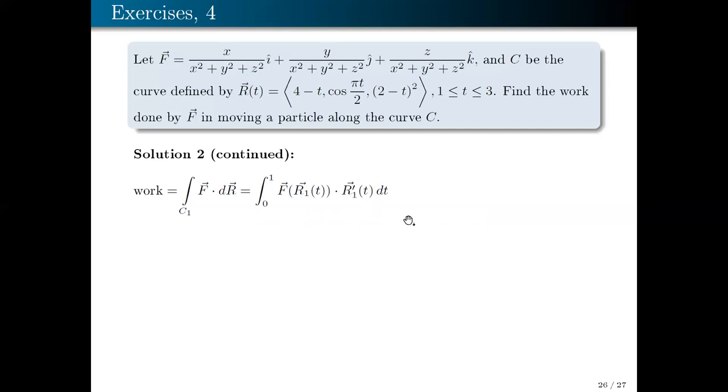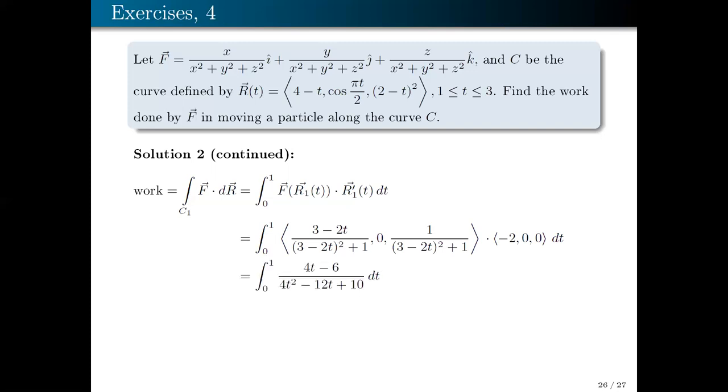When we do the plugging in, the first component will look like this. The second component will be 0, since y was 0 earlier. And then for the third component, it will be this one. We will be taking its dot product now with R1 prime. Once we set this up, it is just algebra plus remembering your antiderivatives. So that will be the result.